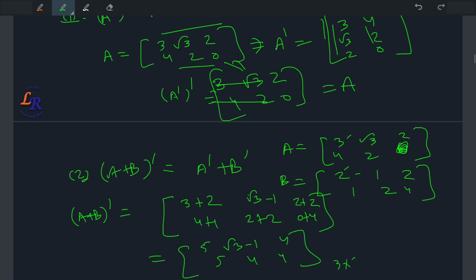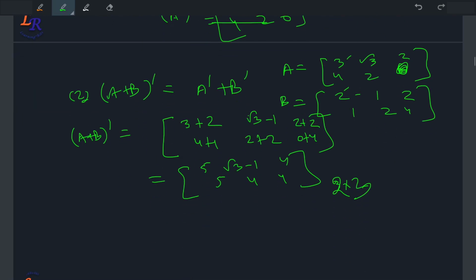You get a 2 cross 3 matrix. Now let's find out the value of A dash. A dash would be converted into columns, so it will become 3, 4; root 3, 2; 2, 0. And what would be B dash? It will become 2, 1; minus 1, 2; 2, 4.